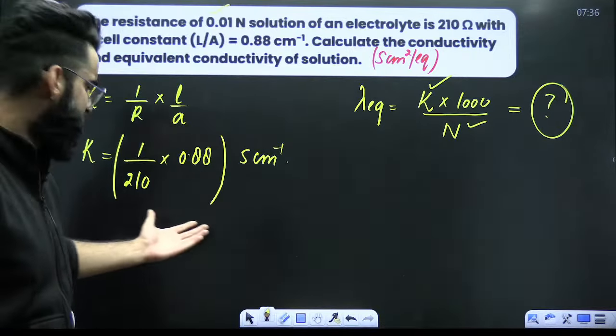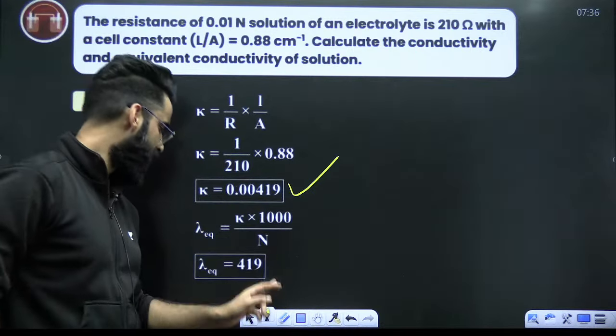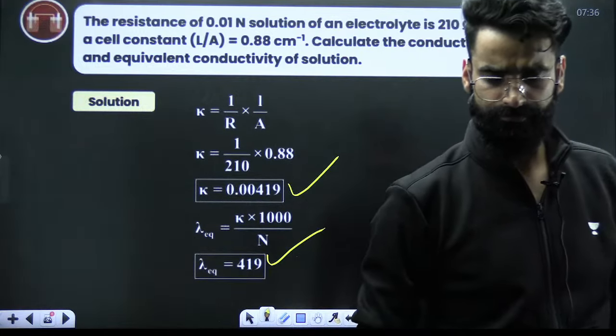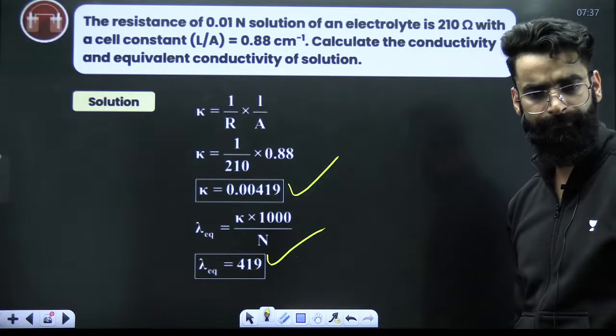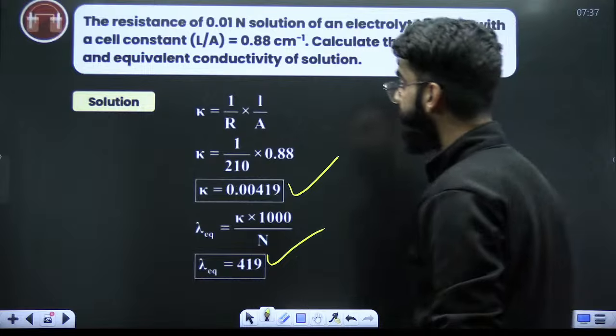Done. These are just the formula based ones, right? So kappa you have calculated, put it here and get the equivalent conductivity. That's it. Nothing else to do. These are the basic questions now. Okay?